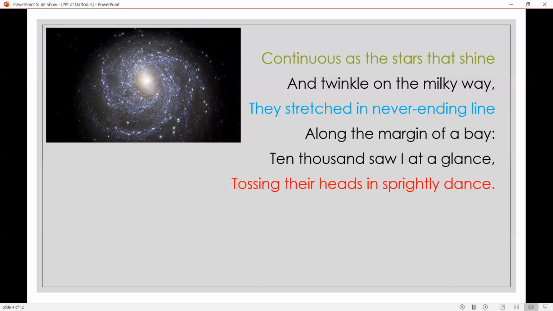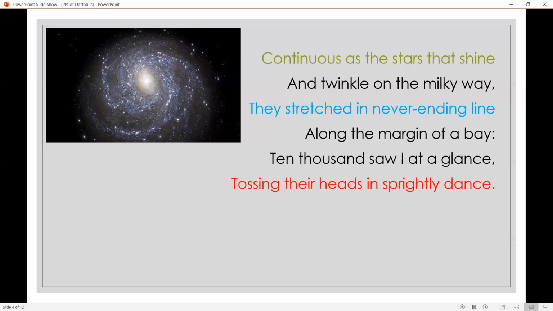never-ending line. Never-ending line, definitely it has to end at one point of time. But here, the poet is so happy that he feels that they are stretched in a never-ending line along the margin of a bay. Margin is what? The end line of the bay, river or lake. The poet is comparing the mass of stars in the night sky to the large quantity of daffodils before him. He saw thousands of daffodils, and it appeared as if they were infinite.